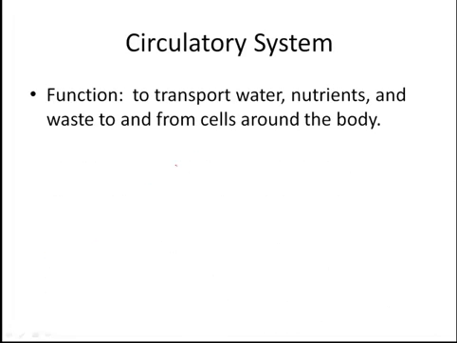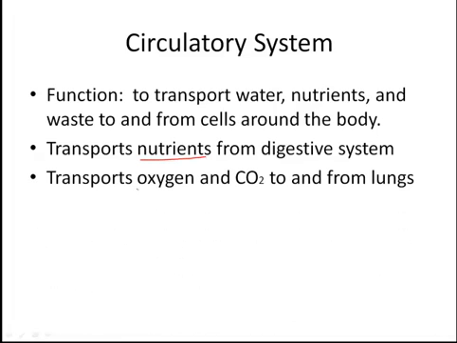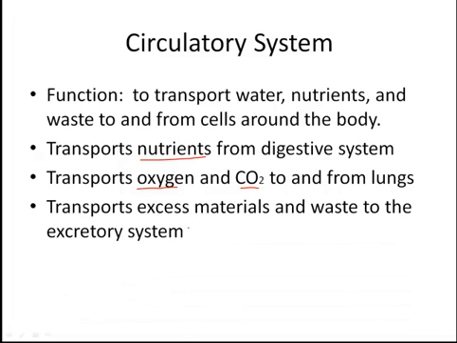So your circulatory system, again, is going to transport water, nutrients, and waste to and from cells all around the body. We have to get all of these things to the cells and get rid of waste from the cells, so our circulatory system does that. It gets the nutrients from the digestive system. It gets oxygen and carbon dioxide to and from the lungs. And then extra materials and waste are going to get transported to the excretory system so we can get rid of them. So a lot of systems are connected. Your whole body is connected by your circulatory system.